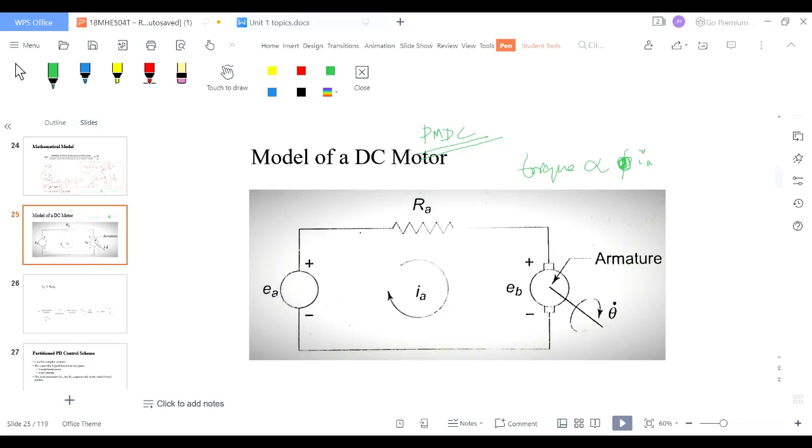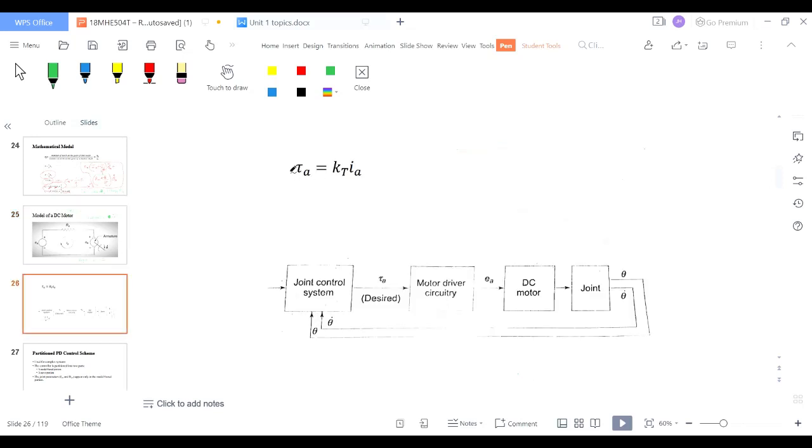So the torque is directly proportional to Ia now. So if I write this as an equation, the torque is equal to, let's say I have a constant Kt, which is multiplied with Ia, which is the armature current. Okay, this is the torque equation.